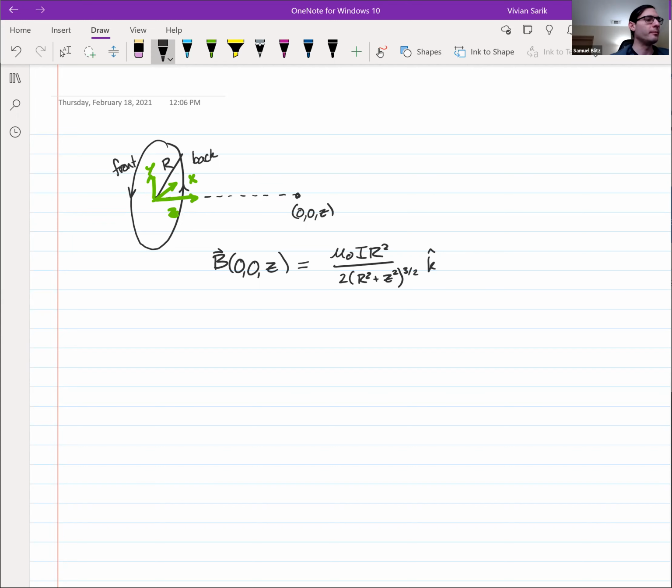So what we can establish from this formula is that for a loop of wire, sorry, a loop of current. So often, by the way, I will say a loop of current. What that means is that there's current flowing through a loop of wire. A loop of current produces a dipole field along its central axis.